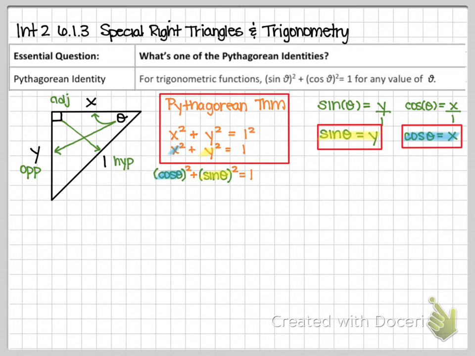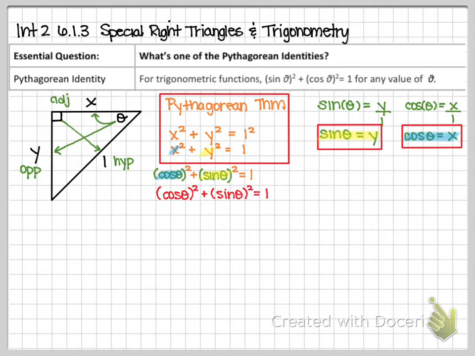The key to this, so what really made this actually happen, so let's actually write out this new equation that we've got here. So I am going to use parentheses because that's important. We want to make sure that it's all of cosine that's getting squared and all of sine that's getting squared. And that's equal to 1.